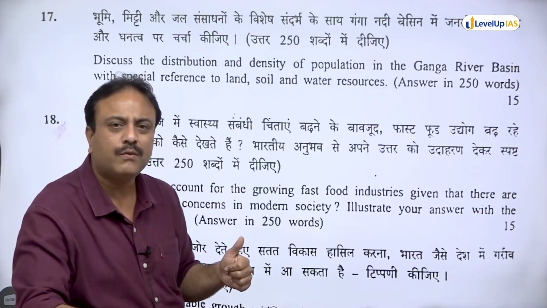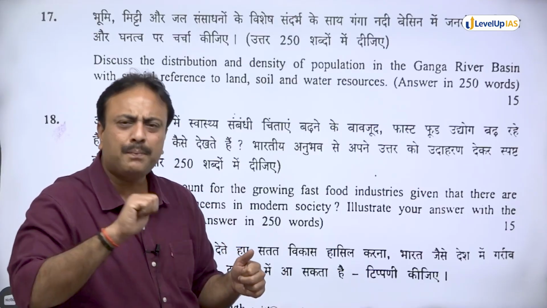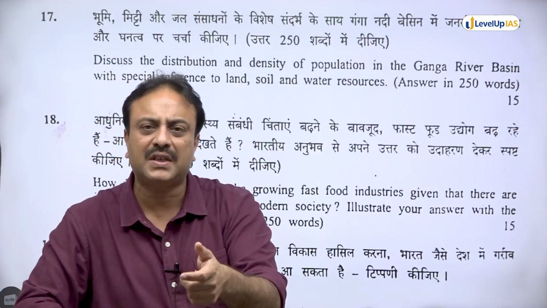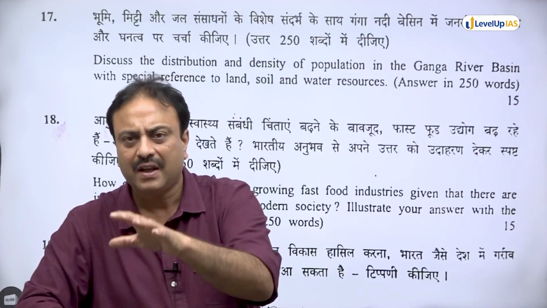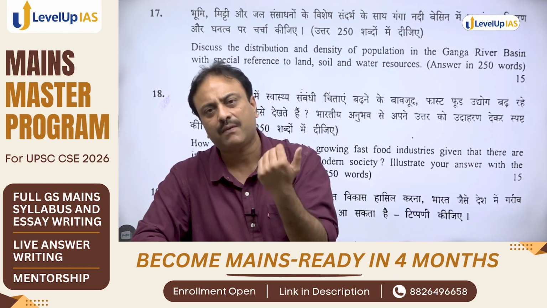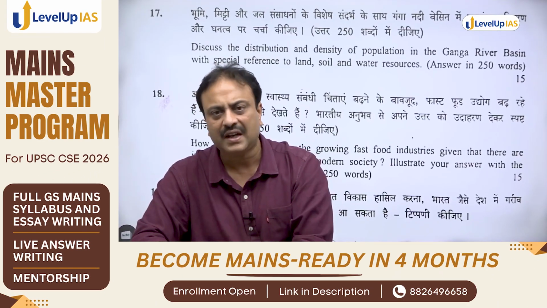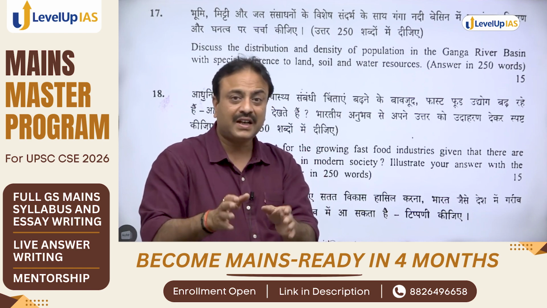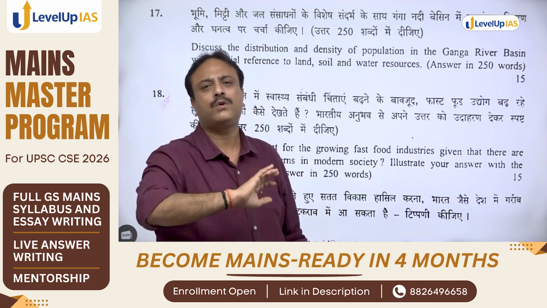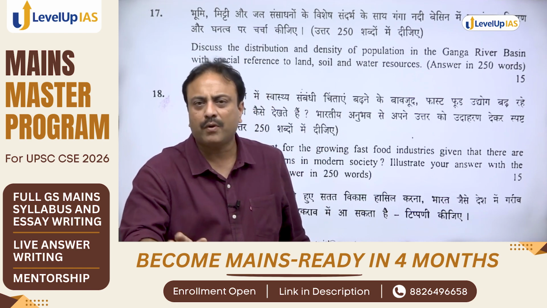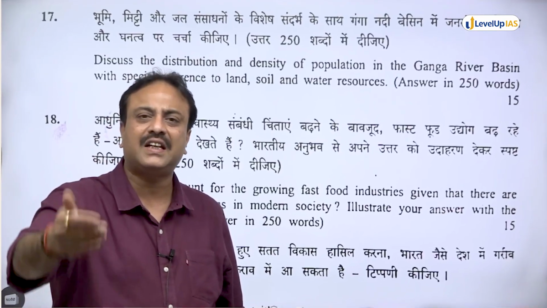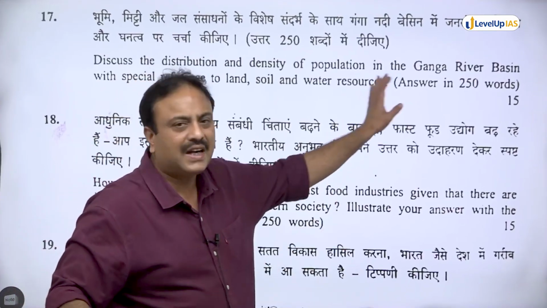Then what else can you write? Flood prone regions. All those regions of the Ganga basin which are prone to flood do not have a population, because every year flood comes, so people are not residing in that region. Then there are certain regions in this Ganga basin which are prone to drought. So drought prone areas again have less density and less distribution of population. That has to be written over there.